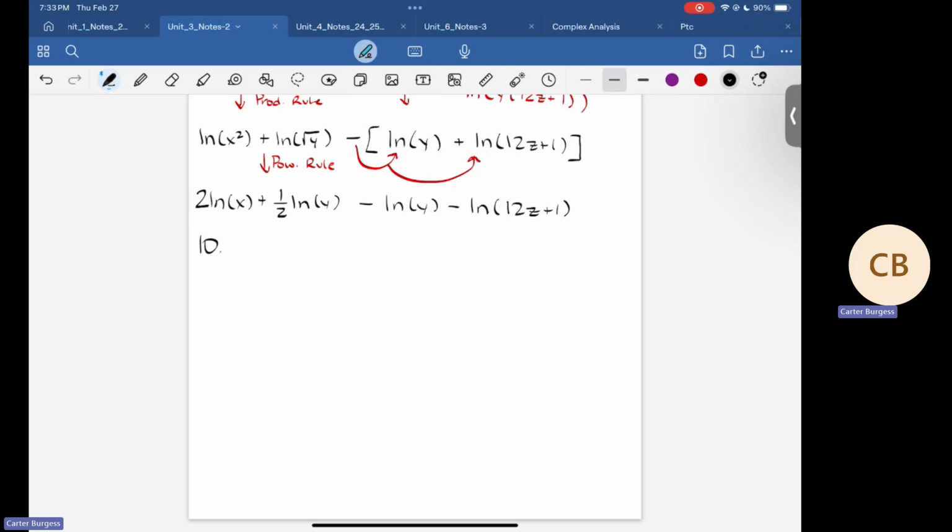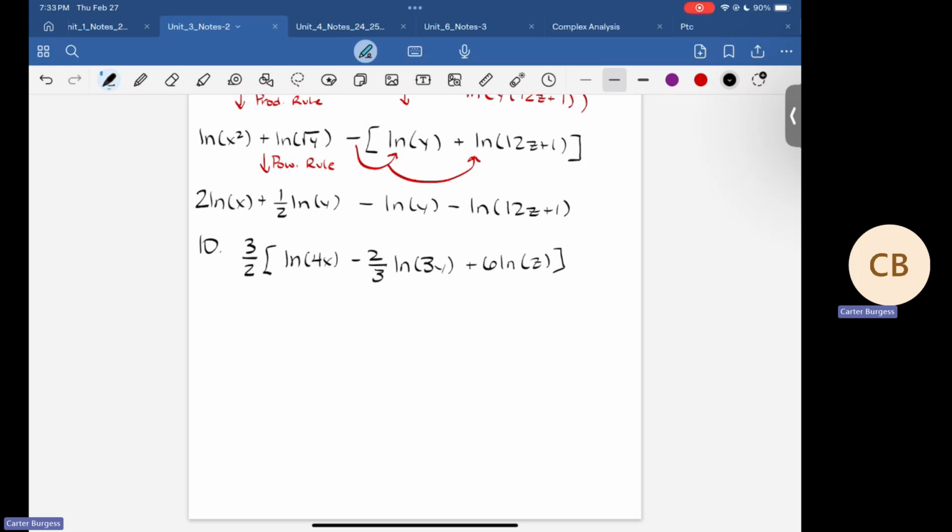All right. Now, number 10 is doing the opposite. So in this case, we're doing the exact same rules, but we're doing them in reverse. So this is 3/2 times the ln of 4x minus 2/3 times the ln of 3y plus 6 times the ln of z.